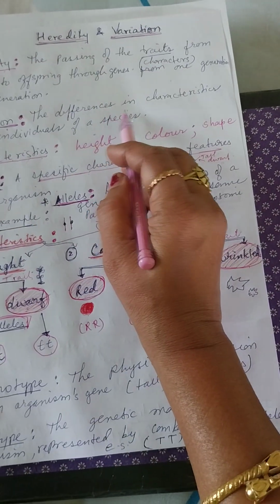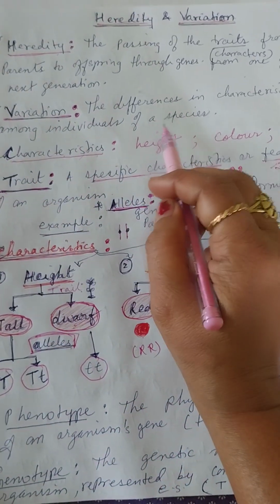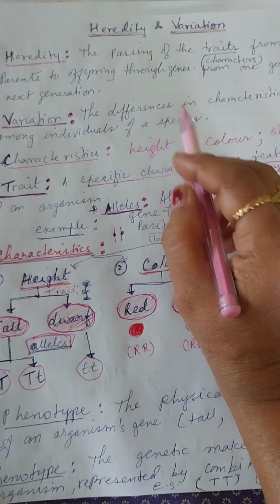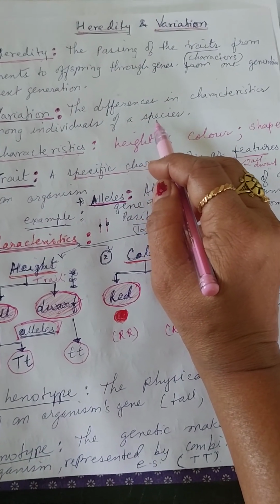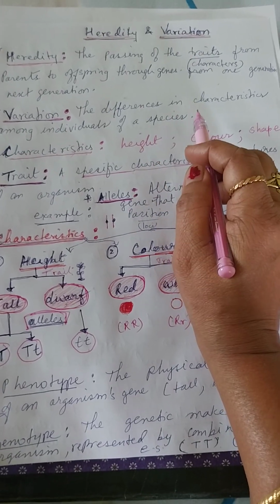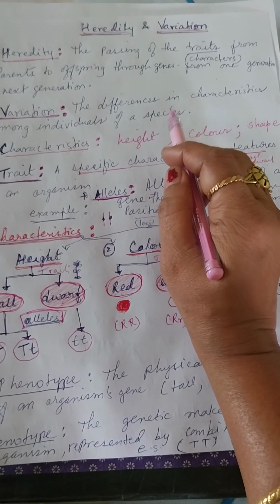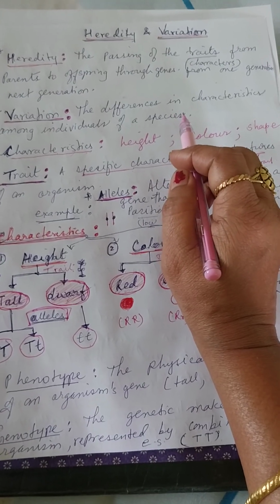Now, the next term is variation. The differences in the characteristics among the individuals of a species is known as variation. Now, species, take an example, human being. You will find that two individuals are not identical. There is some amount of difference. Even between the father and the child, when you see, there is some amount of variation.